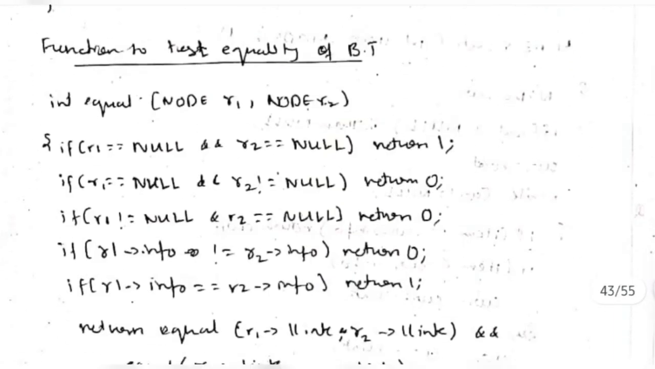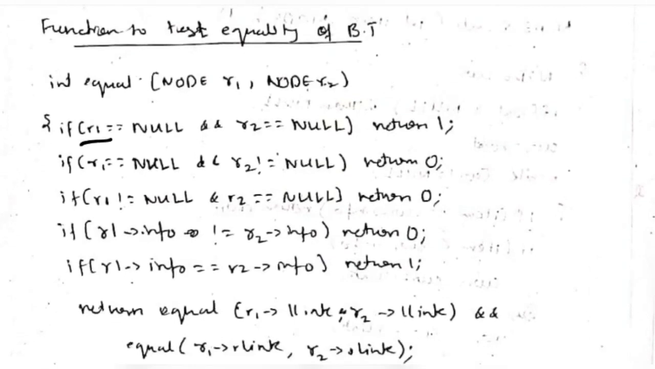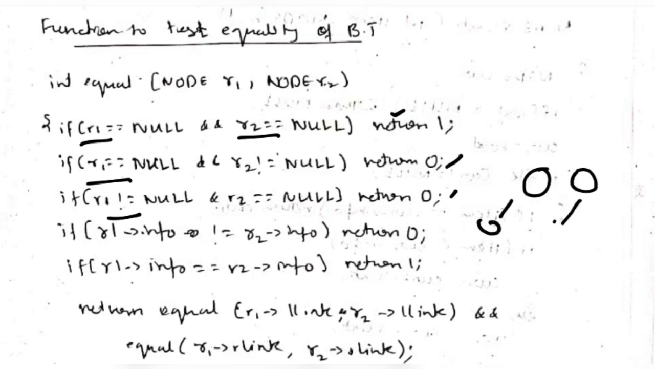And for testing the equality, first we will check if the roots are null. If it's null, both the trees are same. If one of them is null and the other is not null, it's not same. And we'll check if the roots are same, then we'll check if the left part of each of this is same and the right part of each of this is same or not. In that way we will continue till the end. That will give us if the trees are equal or not.